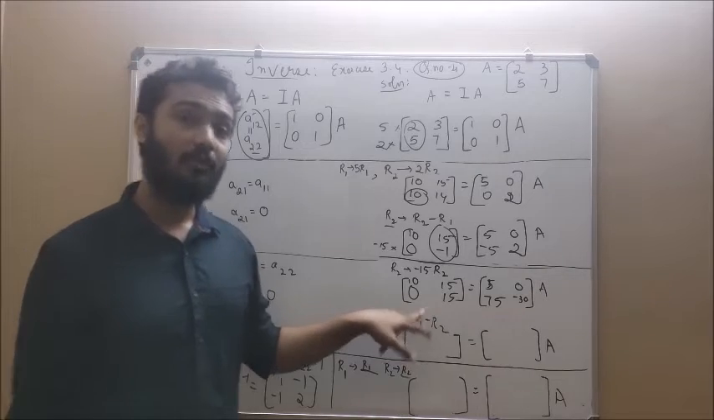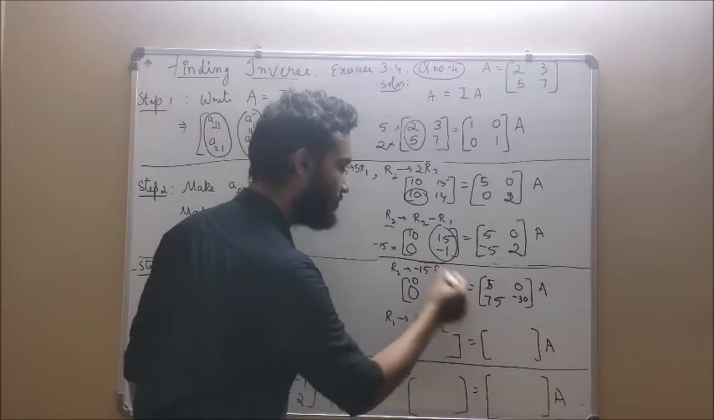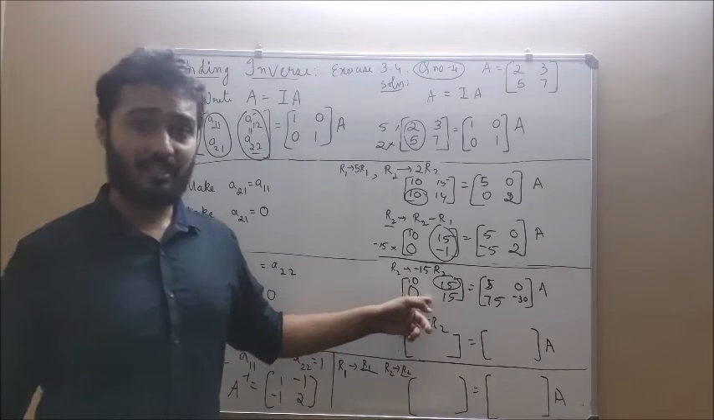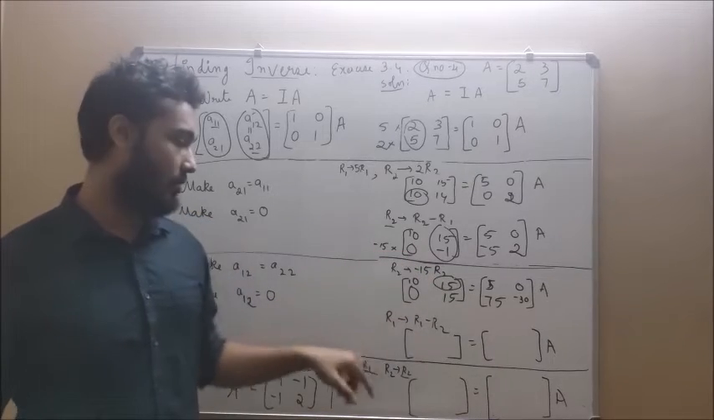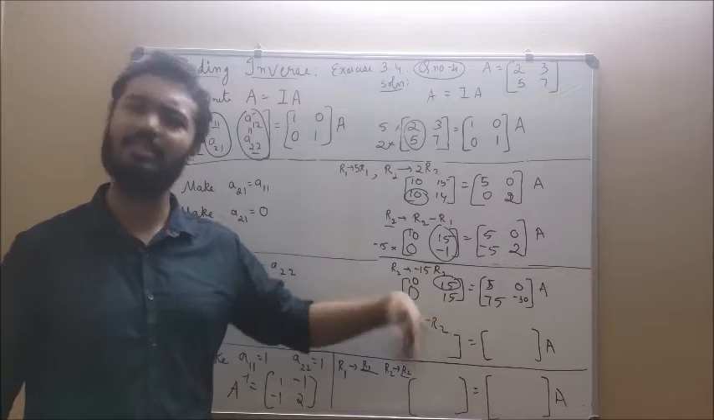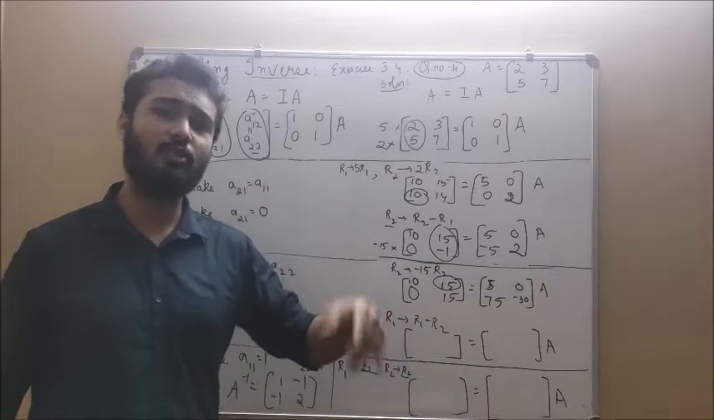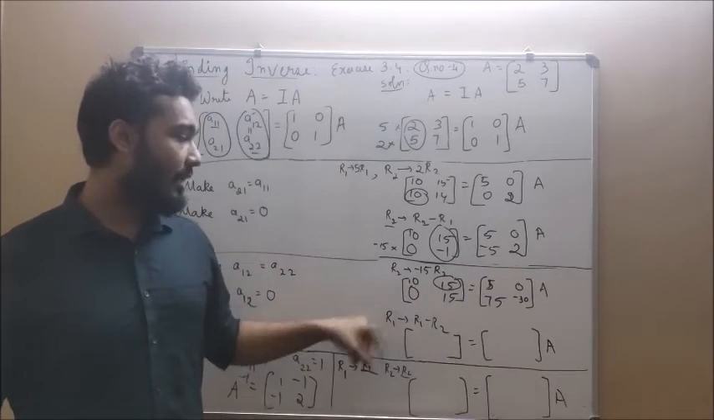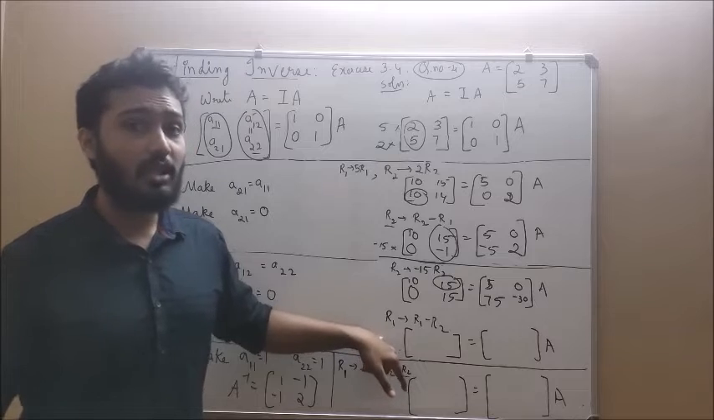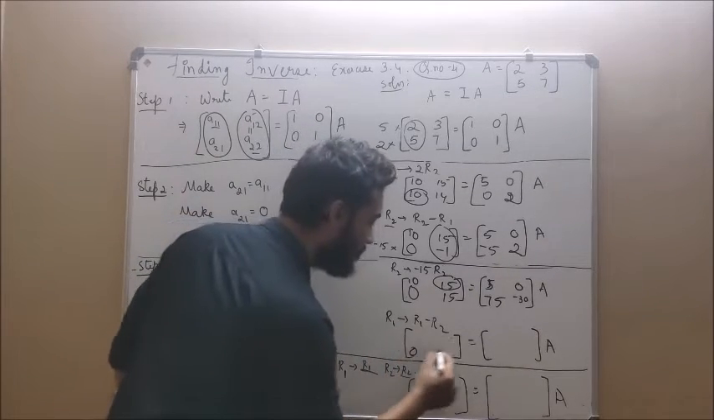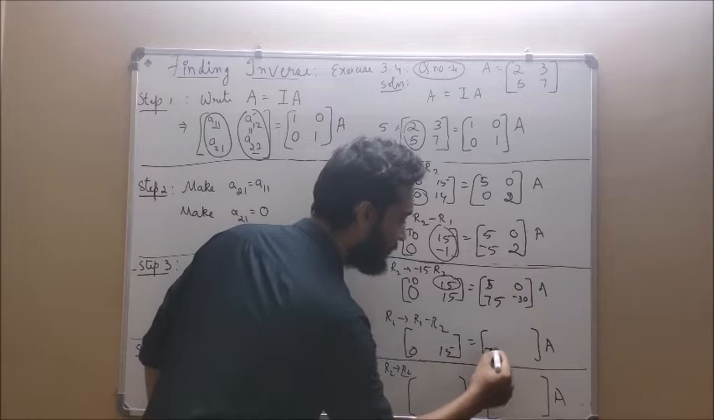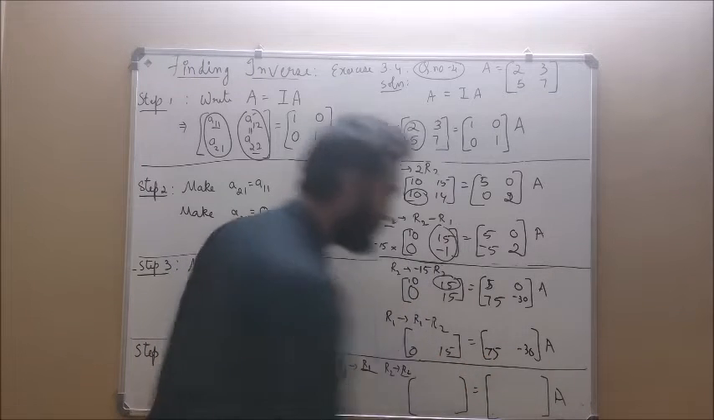What is the next step? We have to make this 0. To make this 0, what do we have to do? R1 changes to R1 minus R2. Simple. After making it equal, you subtract. So here only R1 changes, R2 does not change. So write R2 as it is: 0, 15, 75, minus 30.